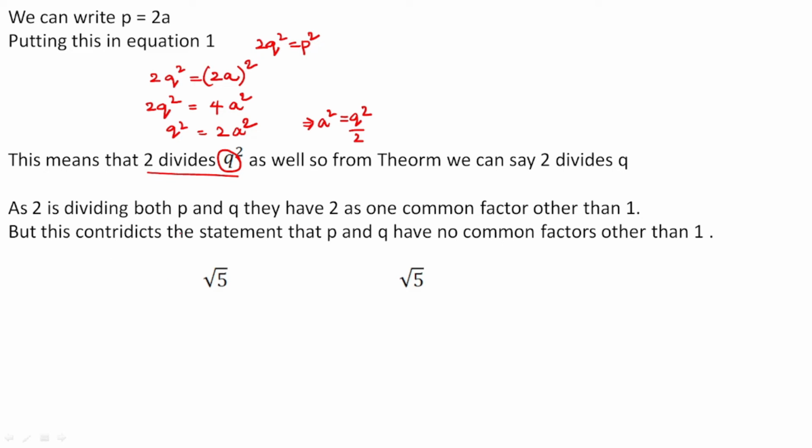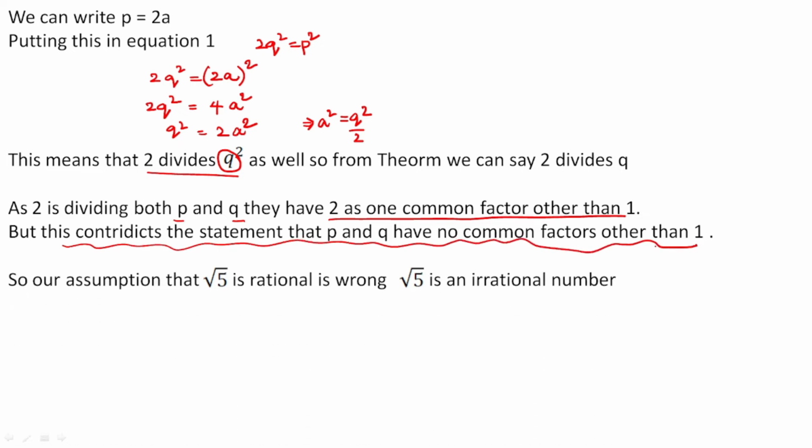As 5 is dividing both p and q, in the first step, 5 was dividing p. In the second step, it is dividing q. So they both have 5 as a common factor. So 5 is a common factor other than 1. This contradicts the statement that P and Q can have no common factor other than 1. So they are not co-prime numbers. So our assumption that root 5 is rational is wrong. Therefore root 5 is an irrational number.